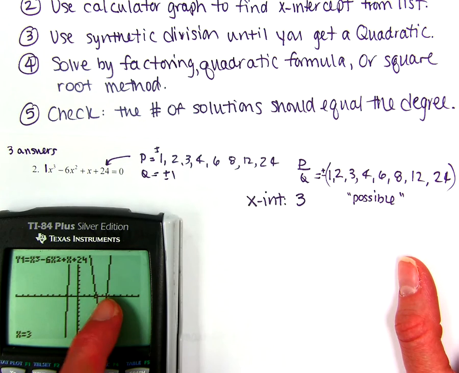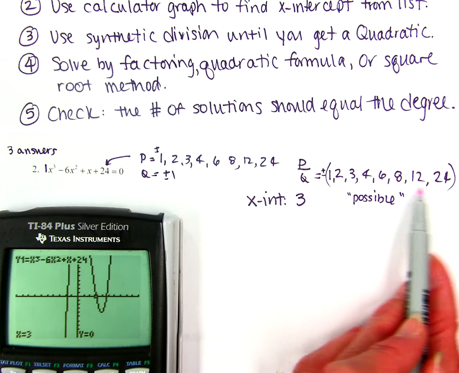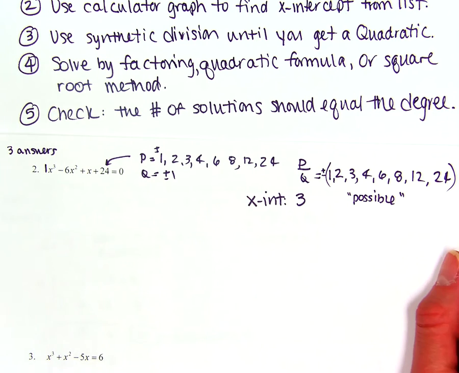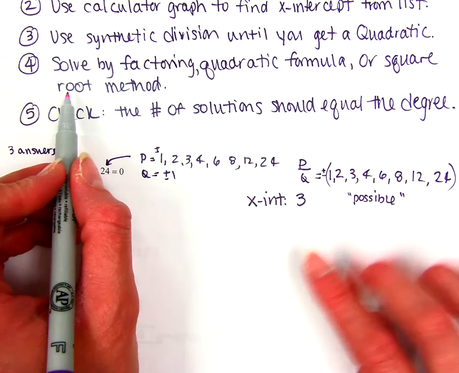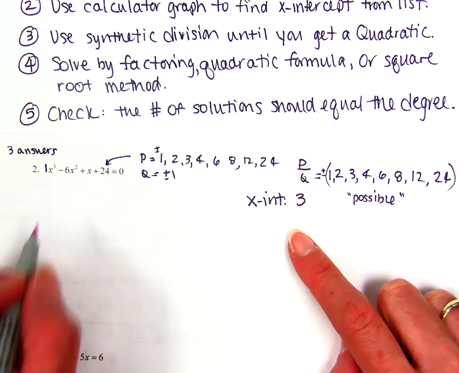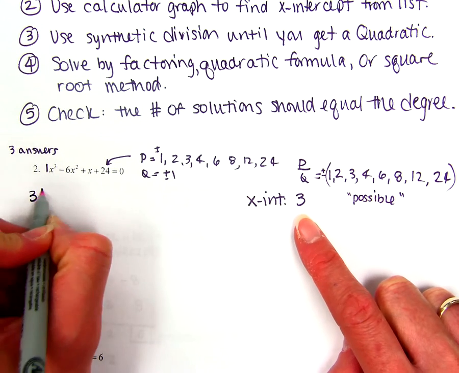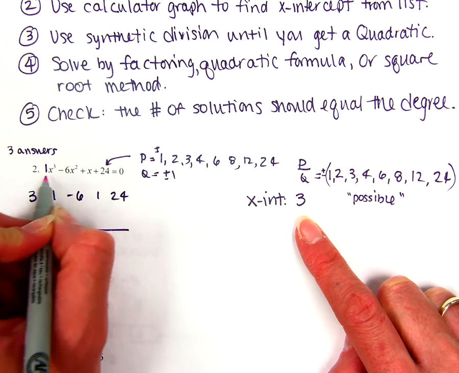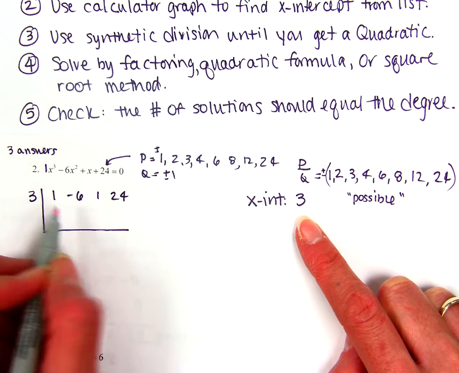And this one is in between 4 and 5. So all these are whole numbers, so it can't be anything between 4 and 5. So that means we're going to have to use synthetic division and then do another method of solving, which is in step 4 here. So you're going to use the 3 with your coefficients from the original equation. So 1, -6, 1, and 24.